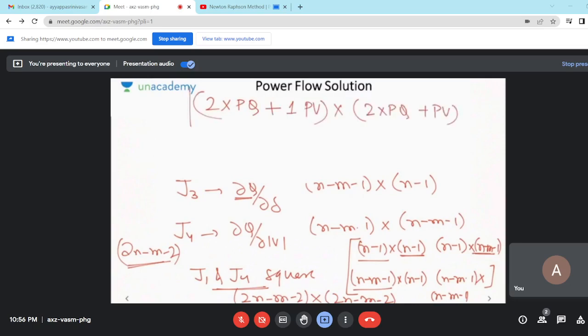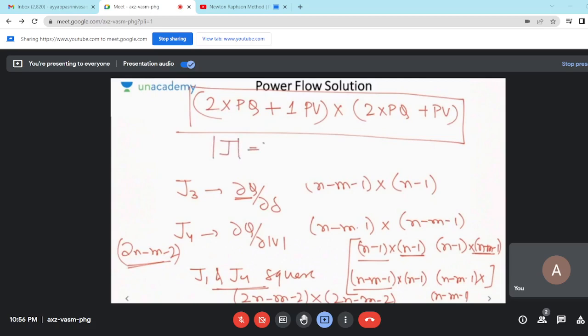Okay, that is an easier way to remember the order of the Jacobian in terms of the number of PQ buses and the PV buses. Now, suppose we wish to calculate the correction vector, then we will have to take the inverse of the Jacobian. If the Jacobian is a singular matrix, then its inverse does not exist. That means the correction vector cannot be determined and the system is thus said to be unstable.